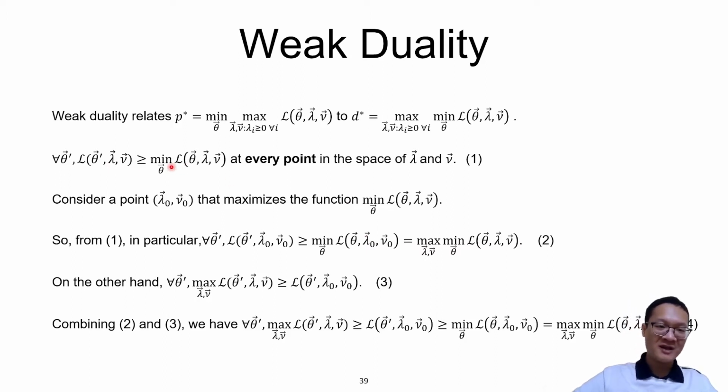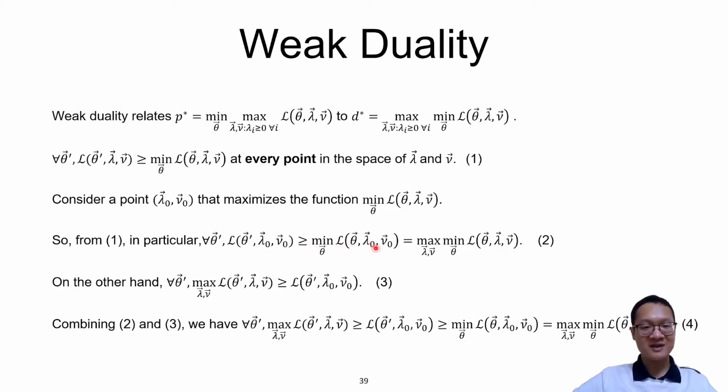Okay, from 1, we know that 1 is true for any lambda and nu. In particular, it is true for lambda 0, nu 0. That's just some particular value of lambda and nu. But then, again, the 1 still holds, right? So this is greater than or equal to min over theta of L.